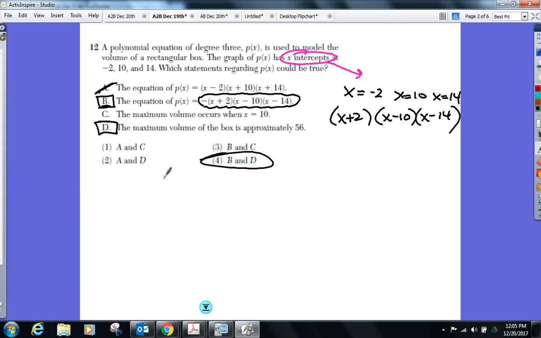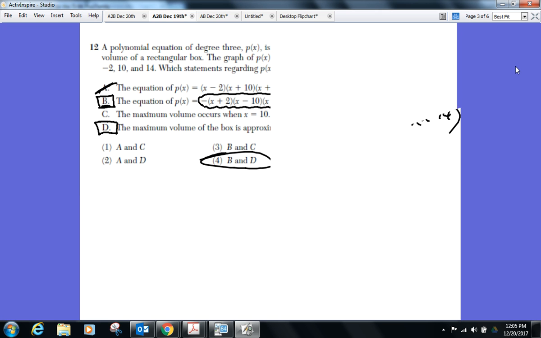Anything? Stay on that page, go down to number 14.